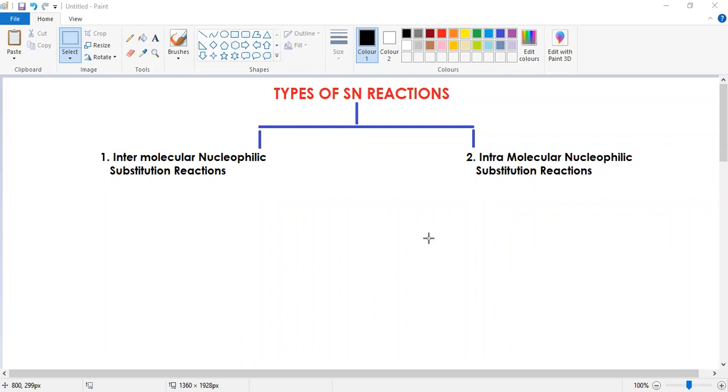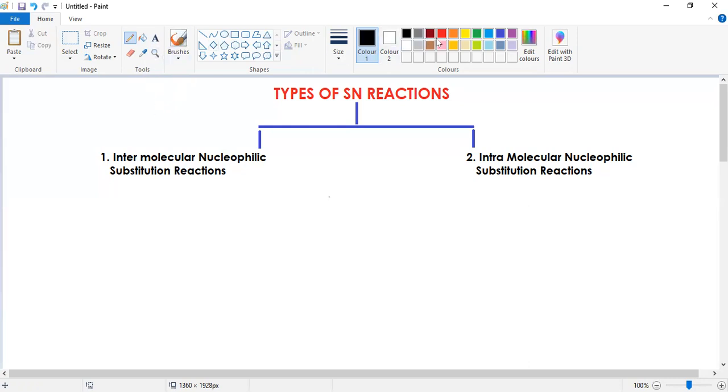So, according to the thumbnail pic, today we are going to learn about the types of SN reactions. Types means you don't go for SN1 and SN2 here. We need to learn two types: intermolecular nucleophilic substitution reaction and intramolecular nucleophilic substitution reaction. This is the first part. Next, the second part, we need to learn the SN reactions of the allyl halides, and the third part, the SN reactions at the benzylic carbon. Okay, now let us start.